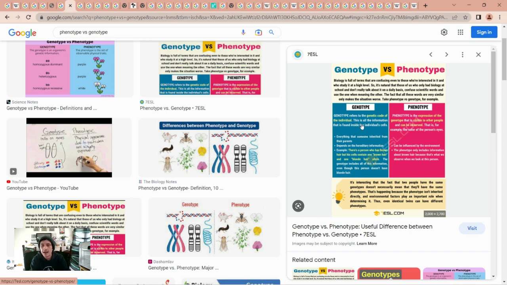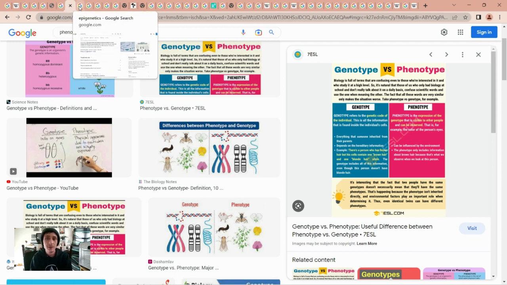So you could have a blue eye gene, but you could still have brown eyes. And the brown eyes is the expression. The brown eyes would be the phenotype. Whether you have blue or brown eyes, that is a phenotype. And the genotype is actually like the invisible structure within your DNA.